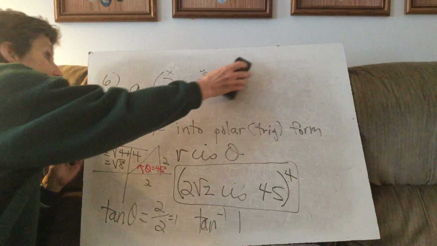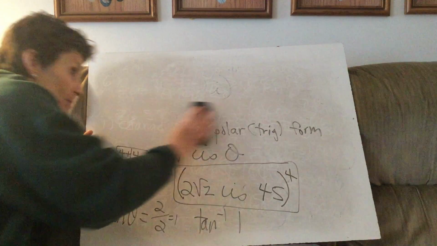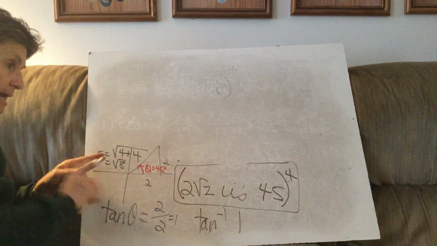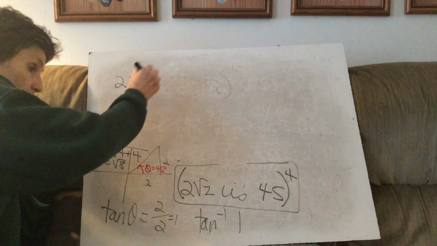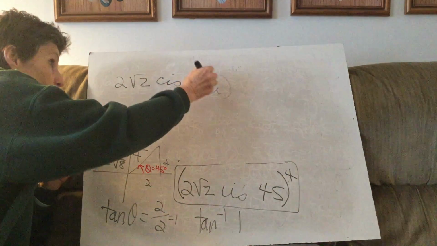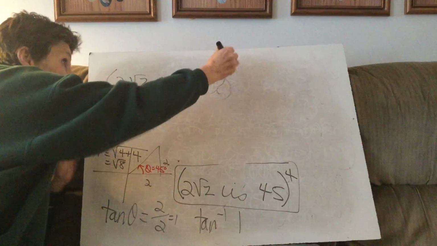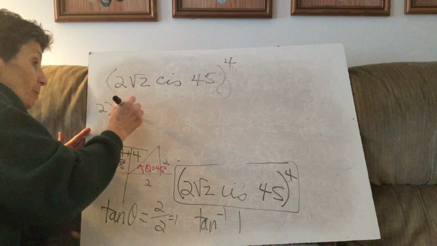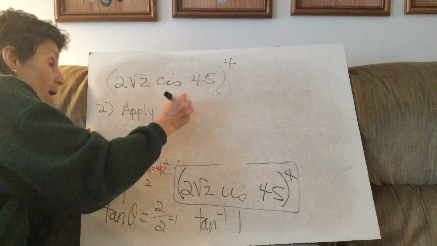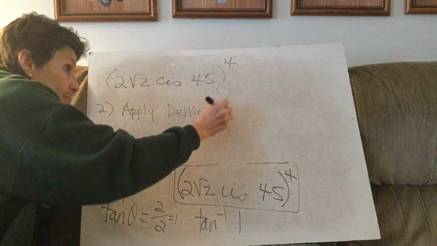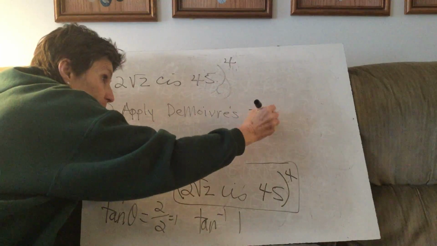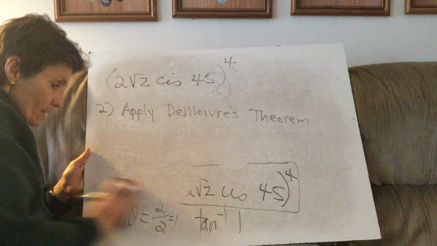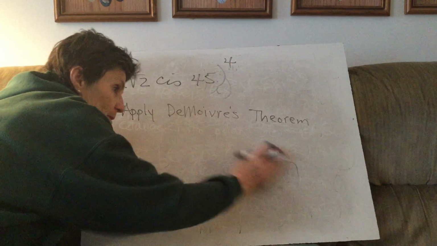Okay. Now I'm going to the next step of the problem. I have this now. I've changed it into polar form. And now I'm going to do step 2, which is to apply de Moivre's theorem. Okay? Now, it works very, very simple.